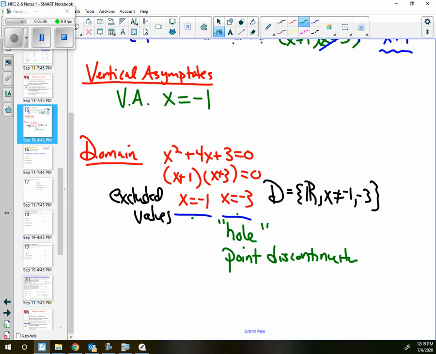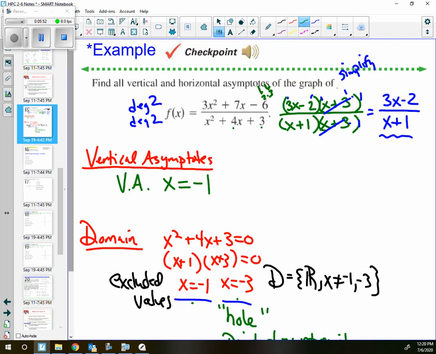So we have a place where it's discontinuous. There's a break in the graph. It's a place where it's an excluded value of the domain. And we also call it, this is a really important one, a removable discontinuity, instead of a point discontinuity. Think about why they might call it removable. You could take out that common factor. So that's why they call it removable. We're going to be looking for those.